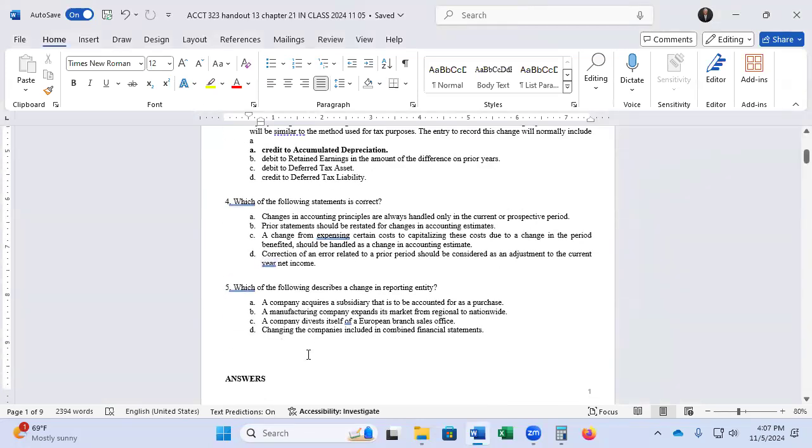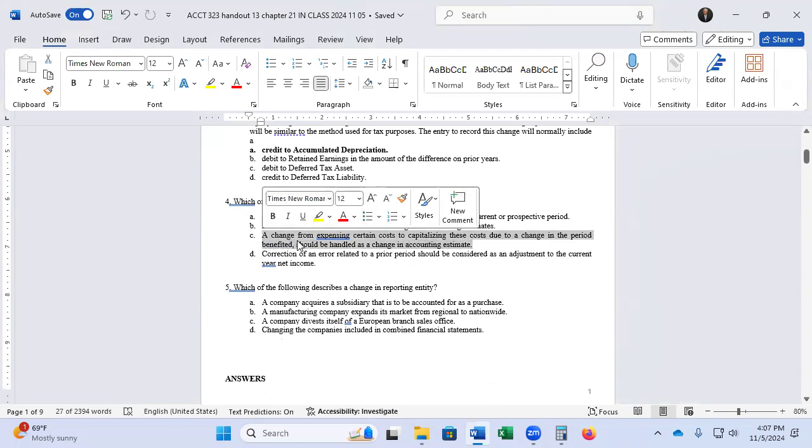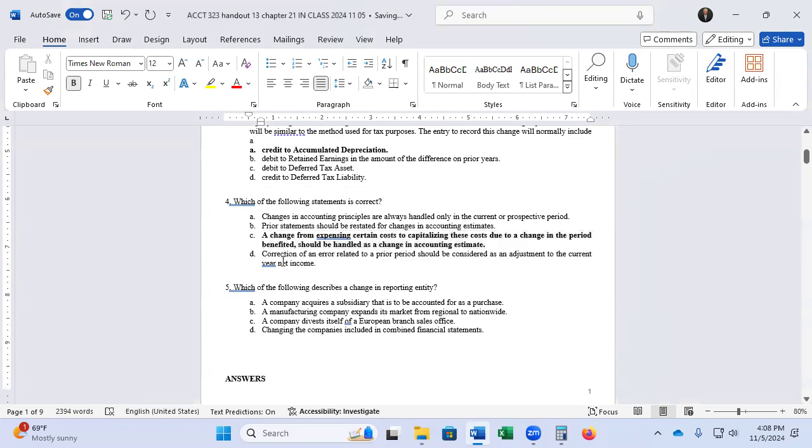Which of the following statements is correct? All right, so changes in accounting principles are always handled only in the current or prospective period. That is not correct. Prior statements should be restated for changes in accounting estimates. That's not correct. Most of the time you do it prospectively, meaning going forward. A change from expensing certain costs to capitalizing these costs due to the change in period benefited should be handled as a change in accounting estimate. So that answer is correct.